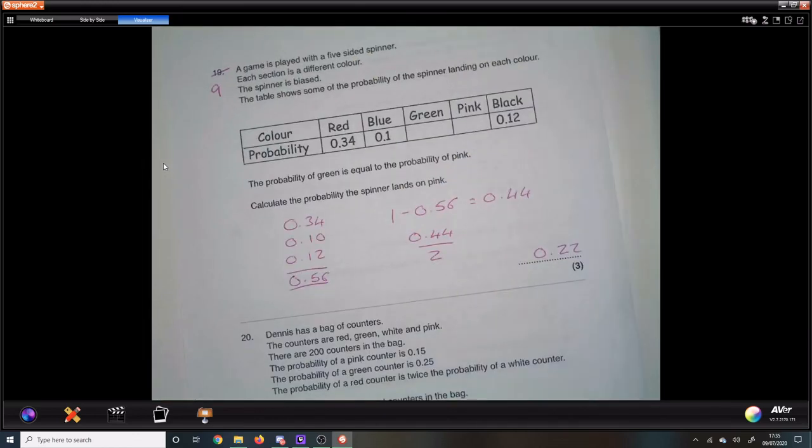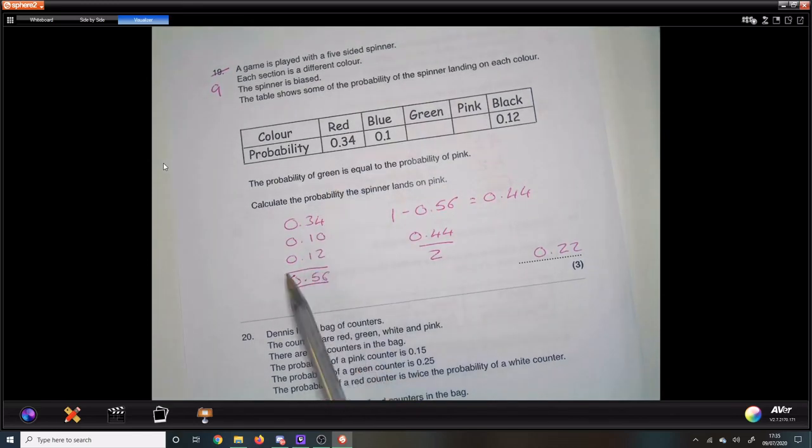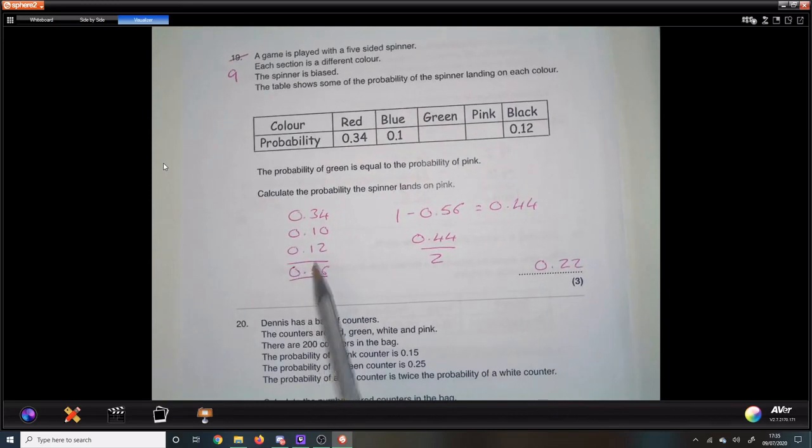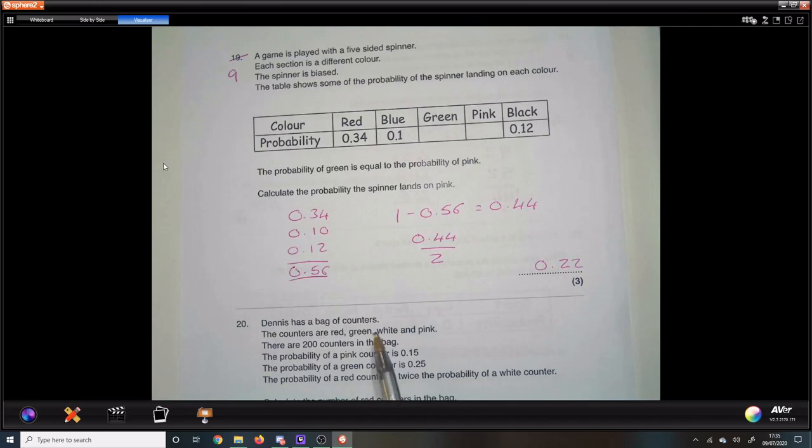Question 9. This tells you you've got some probabilities here of different colours. So if you add up the ones you know, 0.34, 0.1 and 0.12, you get 0.56. We know that all probabilities have to add up to 1. So if you do 1 take away 0.56, you get 0.44. So the probability of these two is 0.44, but you're told they're equal. So if you divide by 2, you get 0.22.